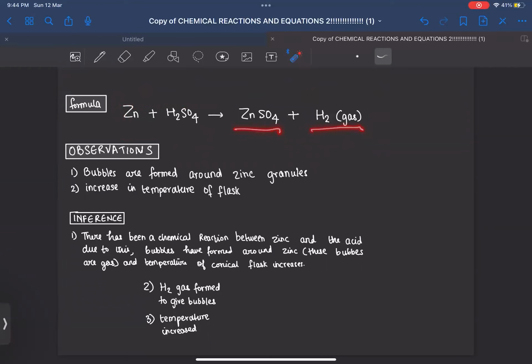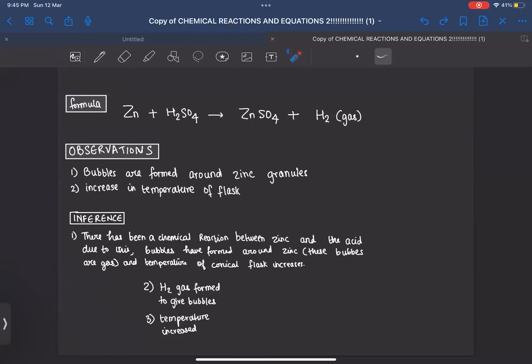Okay. Now observations. Bubbles are formed around the zinc granules, and there's an increase in temperature. Okay. What do we infer from this? We infer that there has been a chemical reaction between the zinc and the acid. Due to this, the bubbles have formed around the zinc.